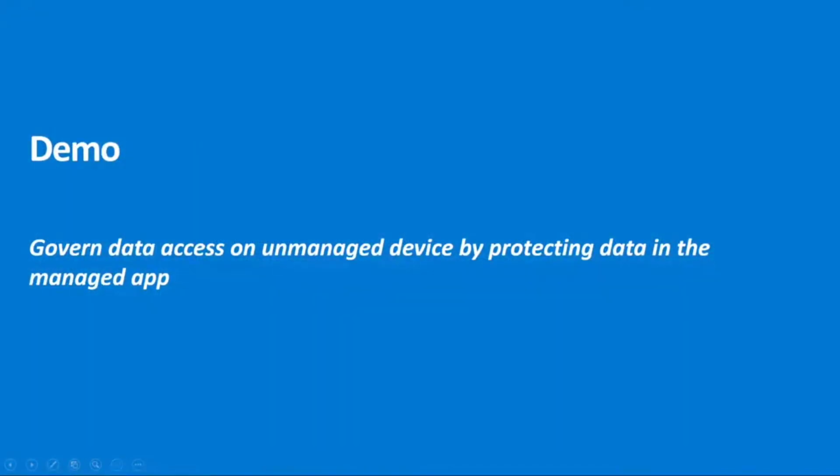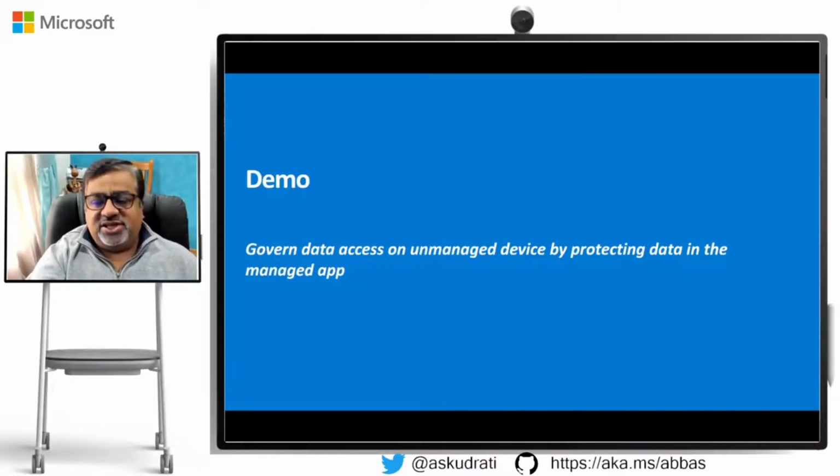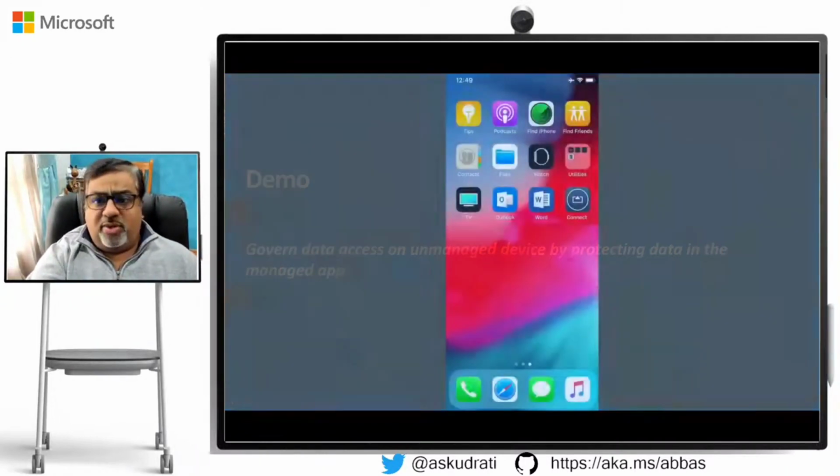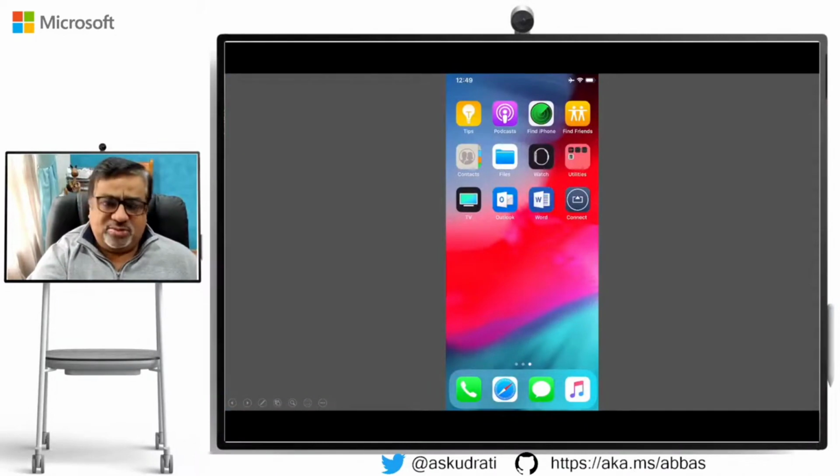You can monitor that as well. Okay. The third use case we want to see is how are you going to govern the data which is on an unmanaged device on a managed app. Did you get that? On a managed app. So the employee has a mobile phone, and it's a personal device. The employee doesn't want that device to be managed by the company, but wants to access the email from the company.